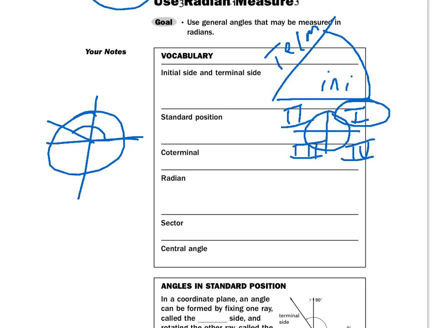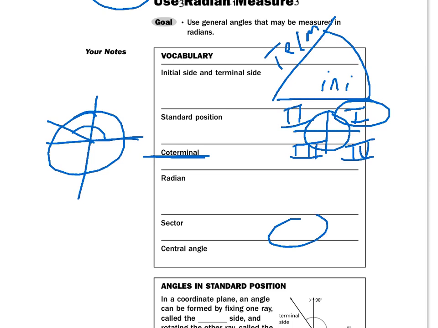Coterminal means angles in standard position whose terminal sides coincide. Just means that they're related, and we'll talk about that in just a minute. Radian measures, I talked about that earlier. That's kind of the distance around something.